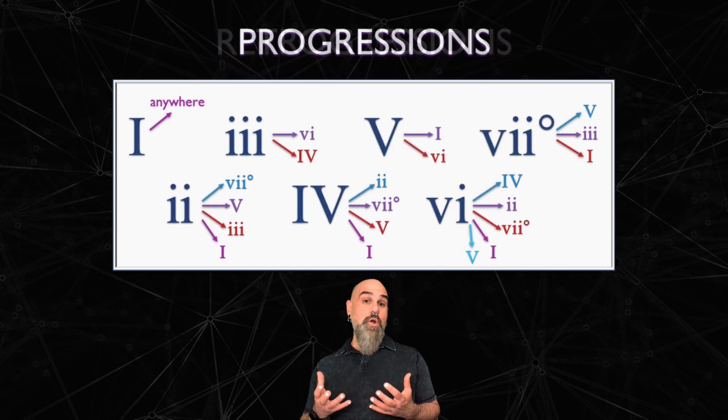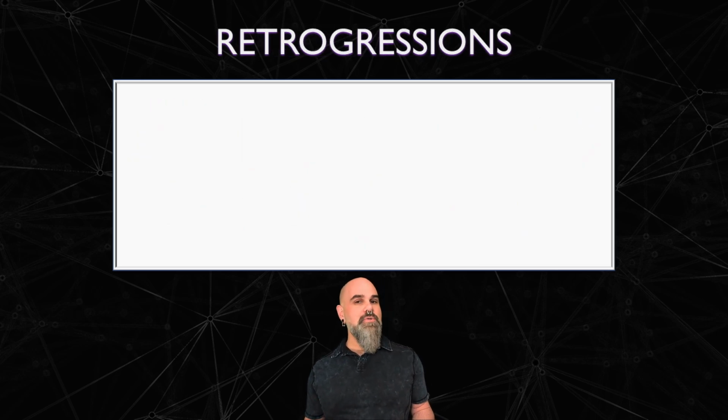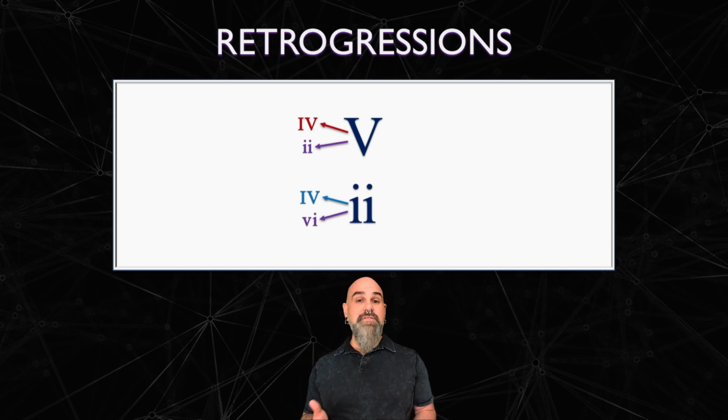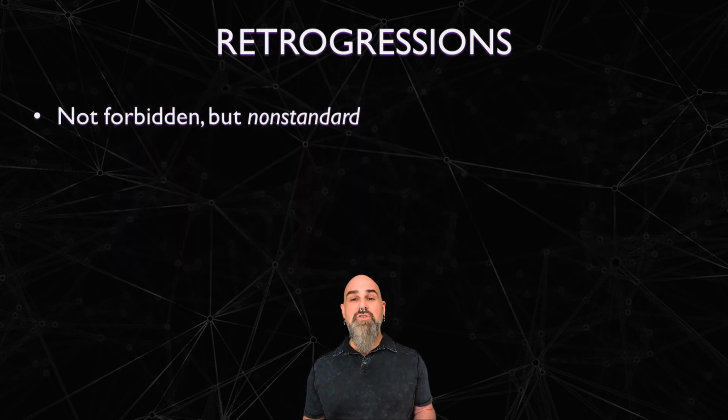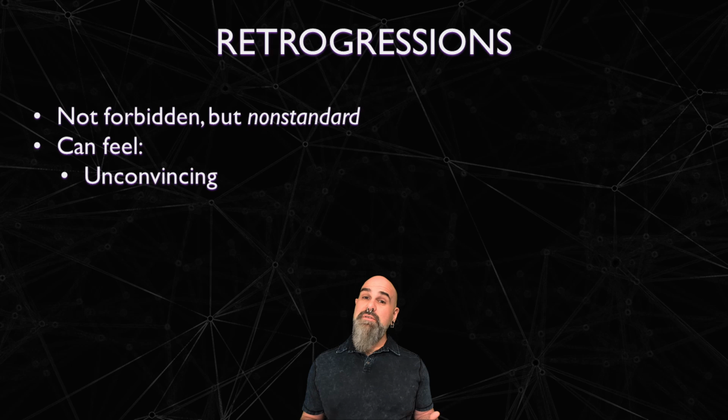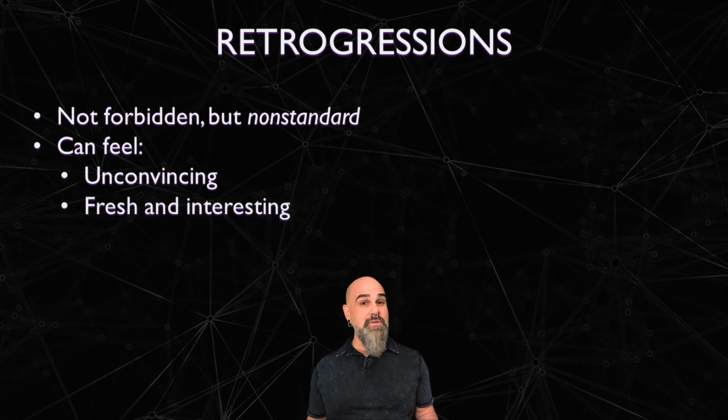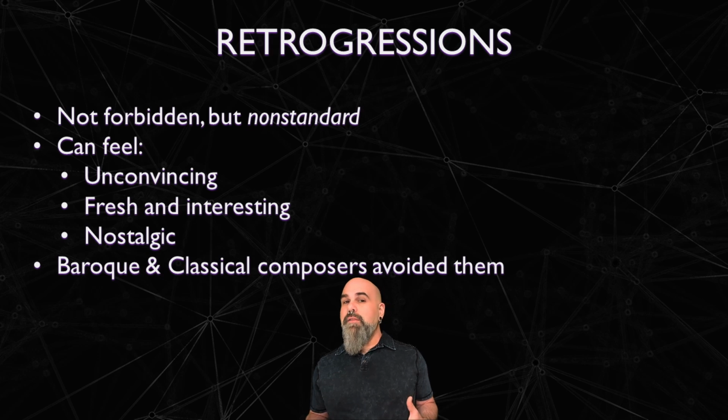We usually reserve the word retrogression for motions that really disrupt the harmonic flow. The most important of these are 5 to 4, 5 to 2, 2 to 4, and 2 to 6. Again, these aren't forbidden, but they're non-standard connections that usually sound unconvincing, although sometimes they can sound fresh and interesting because we're not used to hearing them. I personally get a feeling of almost nostalgia when I hear certain retrogressions. Composers of the Baroque and Classical eras avoided retrogressions, but that means they were sort of an untapped resource that Romantic and modern composers could explore with fresh ears.